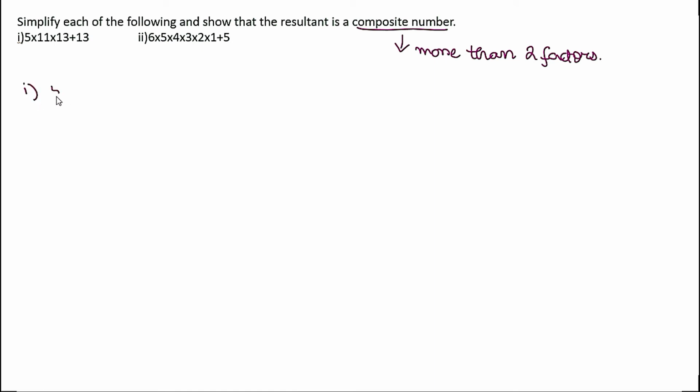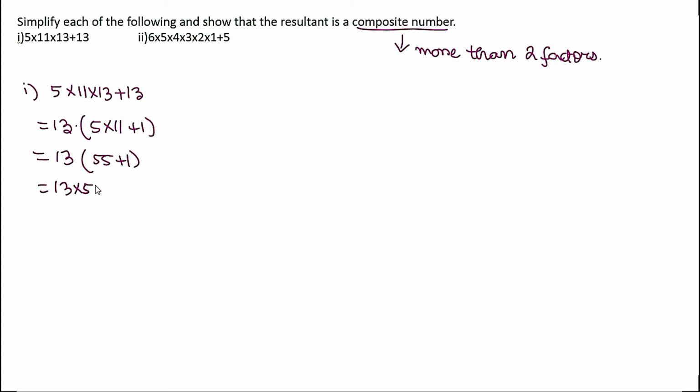So the first example is 5 into 11 into 13 plus 13. So we can take 13 as common. So we are getting 13 into 5 into 11 plus 1. So 5 into 11 is 55 plus 1, that is 13 into 56. So 56 can again be expressed as 7 into 8. So we can say that from this we have derived the factors of this expression. So we can say that this is a composite number.